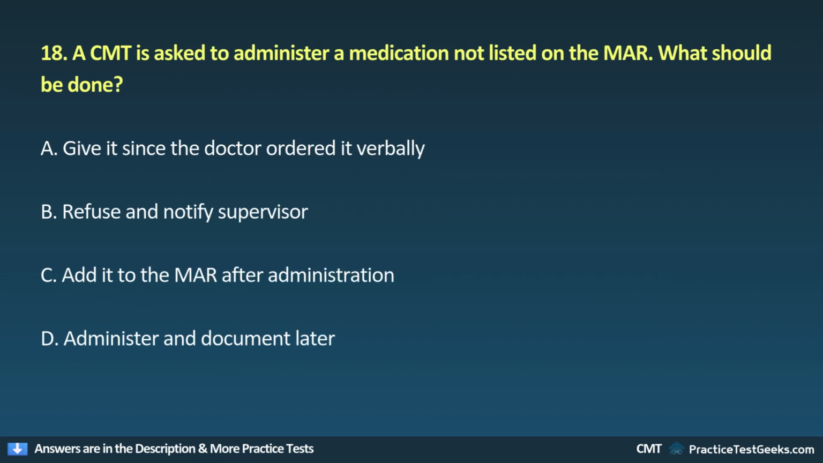18. A CMT is asked to administer a medication not listed on the MAR. What should be done? A. Give it since the doctor ordered it verbally. B. Refuse and notify supervisor. C. Add it to the MAR after administration. D. Administer and document later.